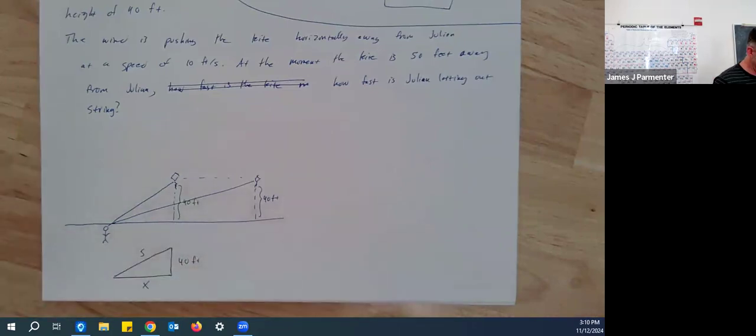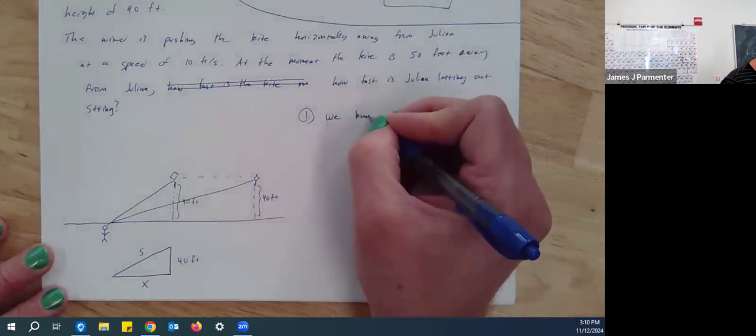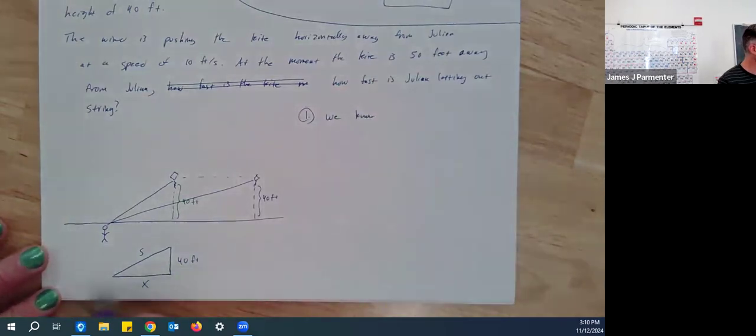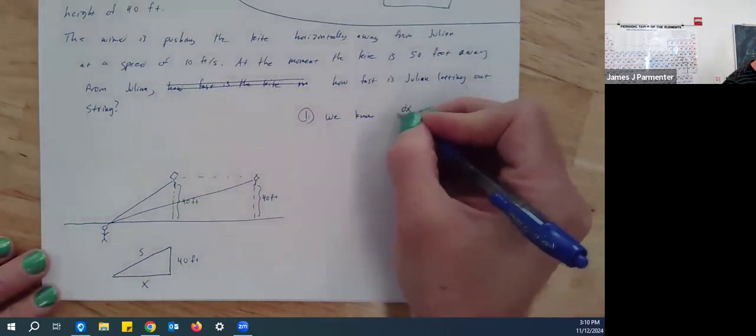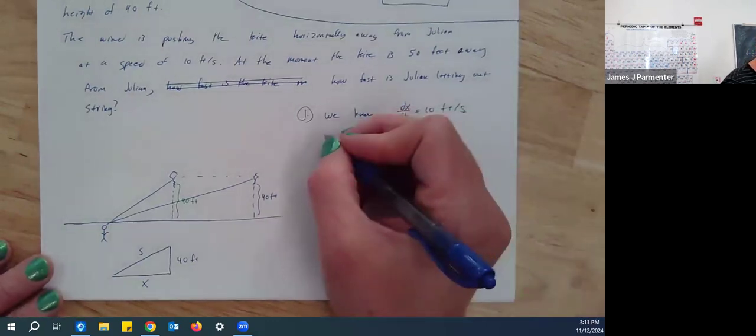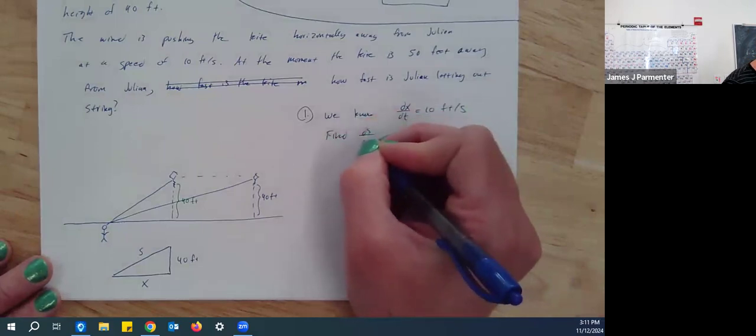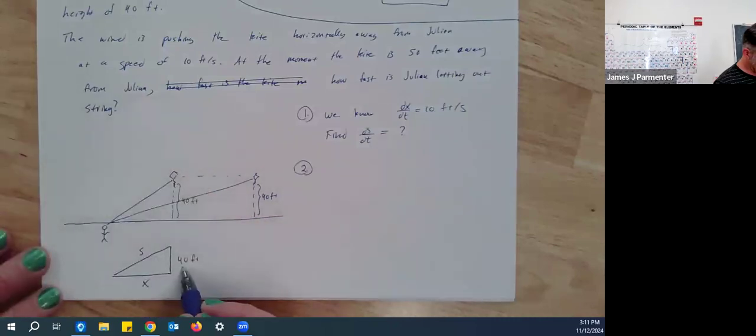And now we should also talk about what we know is changing. We are told the horizontal rate of change, or speed, of the kite. The kite is getting pushed that way at a speed of 10 feet per second, I think it was. Yeah. So we know that dx dt is equal to 10 feet per second. And we're asked to find the rate of change of how fast the string is letting out. We want to know what ds dt is equal to. And then we typically find an equation relating those variables. In this case, it is going to be the Pythagorean theorem. So we're going to say that x squared plus 40 squared equals s squared.